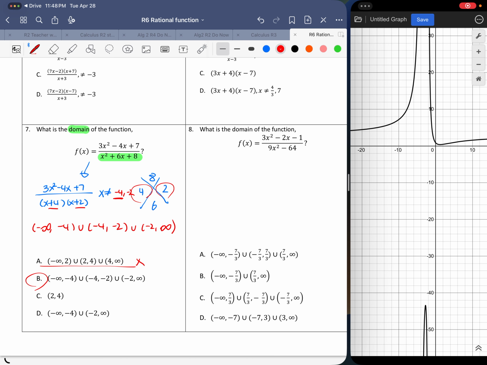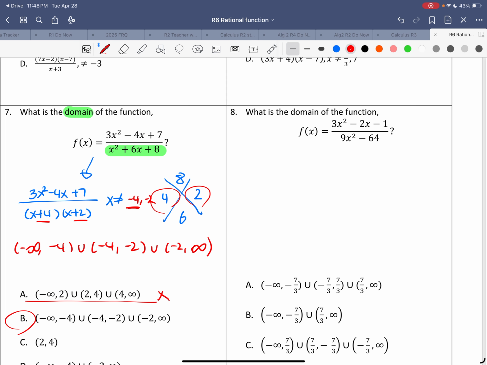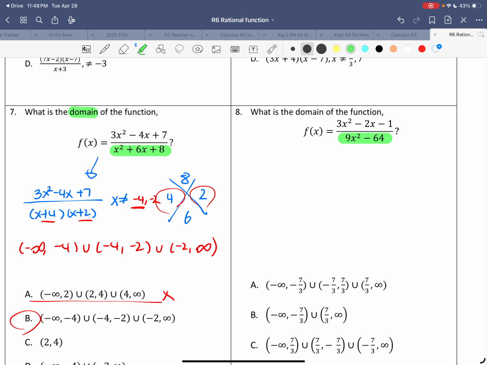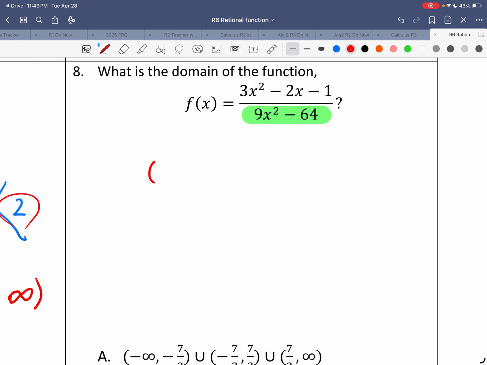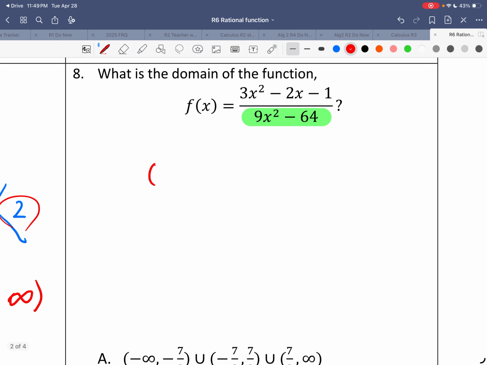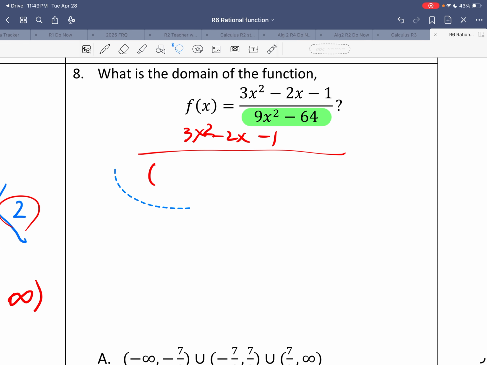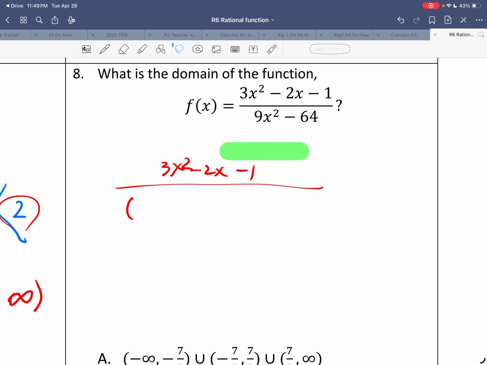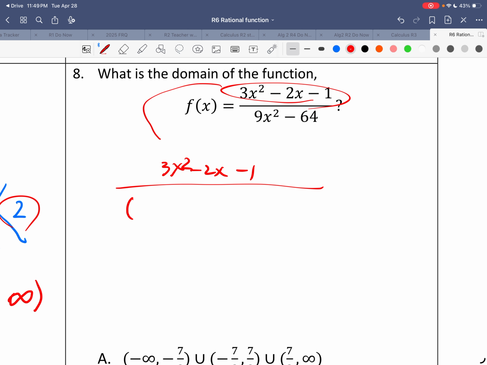So try question number 8 by yourself. This one is a difference of squares. So pause the video, try it by yourself. All right, let's check your answer. So again, we don't care about our top numbers. I'm just going to copy this one down. So I just copied the top number here, and now we're going to factor the bottom.